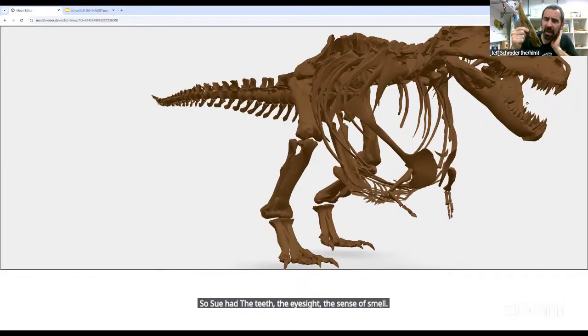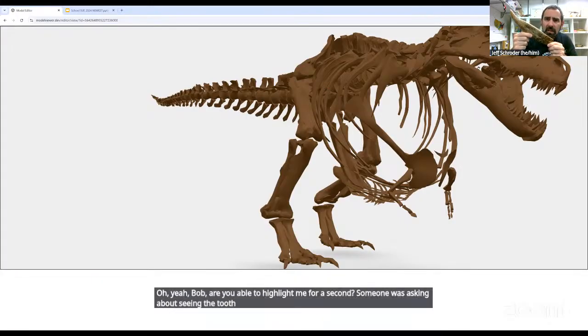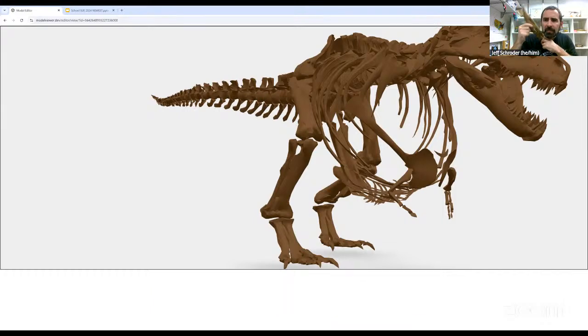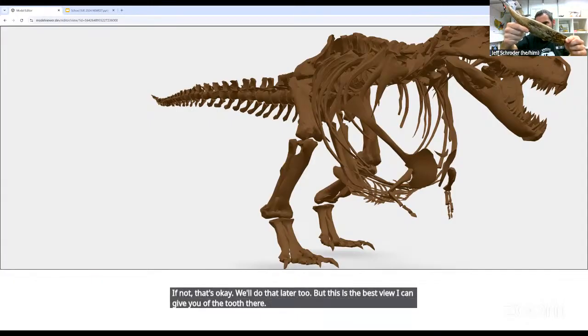Oh, yeah, Bob, are you able to highlight me for a second? Someone was asking about seeing the tooth out of the little screen. If not, that's okay. We'll do that later too, but this is the best view I can give you of the tooth there. So that's the tooth.